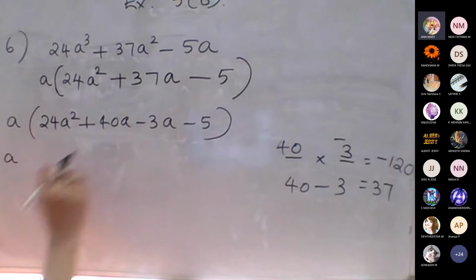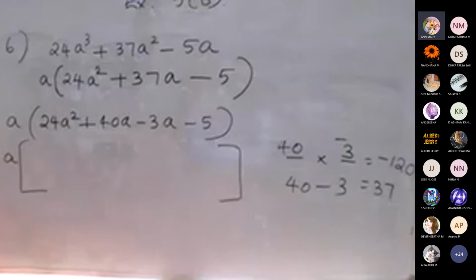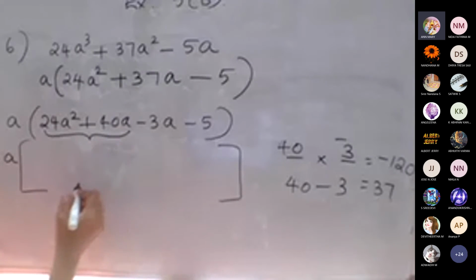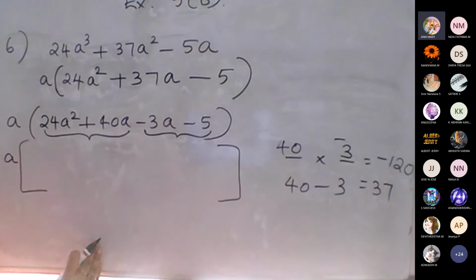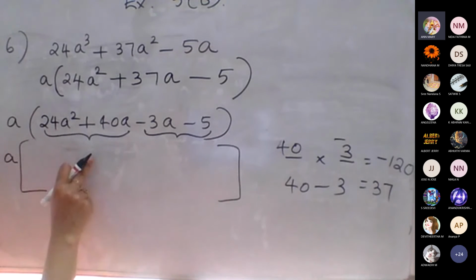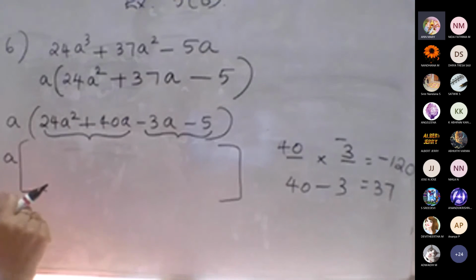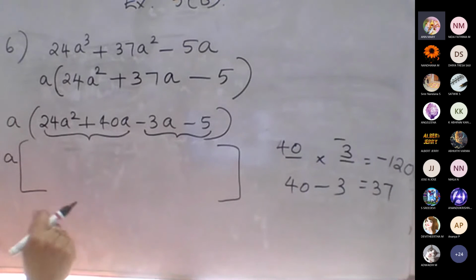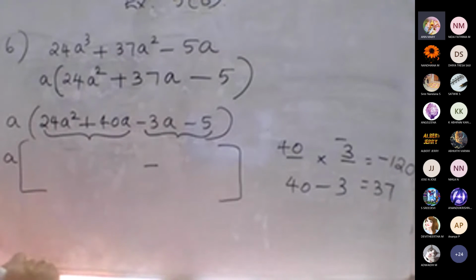We don't know which number we have to take common. The a is already there, so make it a square bracket. Then from these two we have to take something common, and from these two we have to take something common. Usually we do it from left to right, but in this question the left two terms are bigger than the next two. So which one is good for us? If we take from these two terms, can we take a negative common?